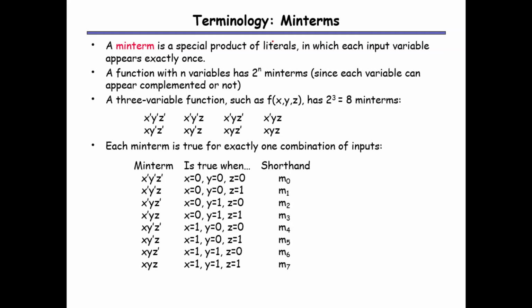We have here x prime y prime z prime, and so on. Each minterm is true for exactly one combination of the inputs. For example, this one is true when x is 0, and so on, from m0, m1, up to m7.